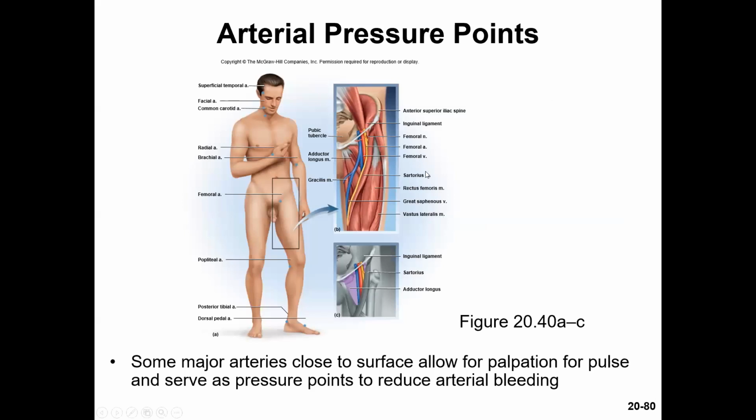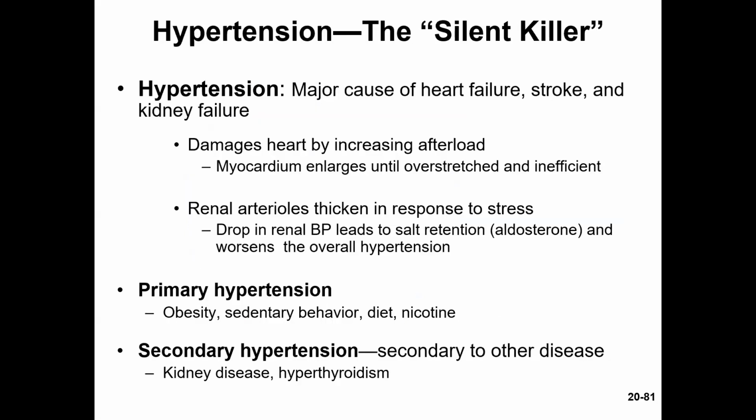So arterial pressure points, we can talk about some ways to assess that. Some major arteries close to the surface allow for palpation for pulse and serve as pressure points to reduce arterial bleeding. So hypertension.